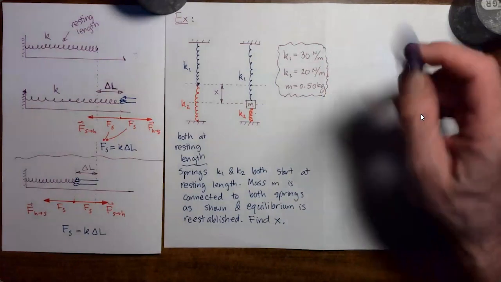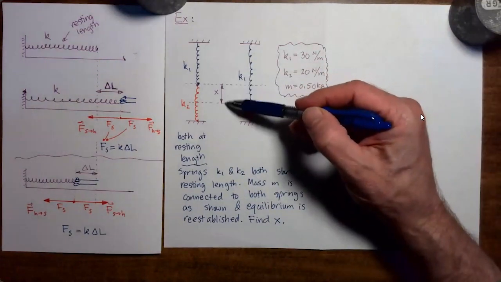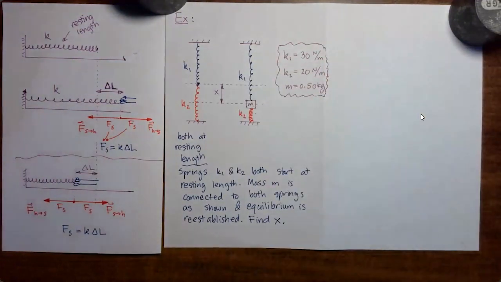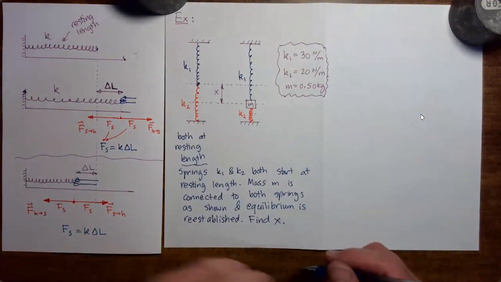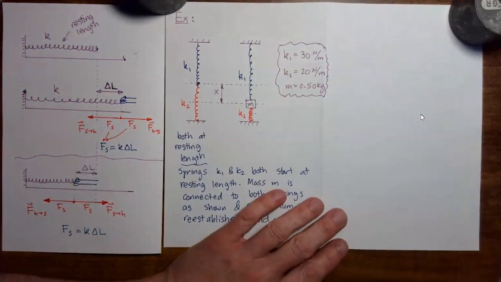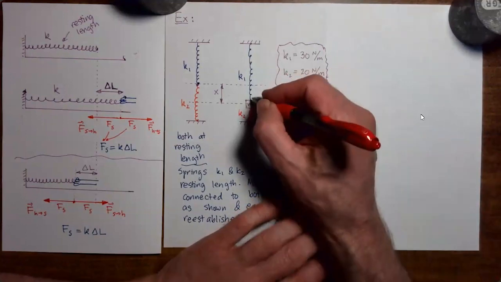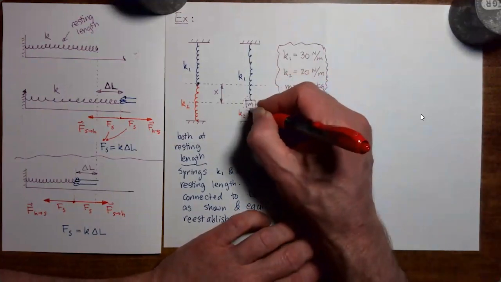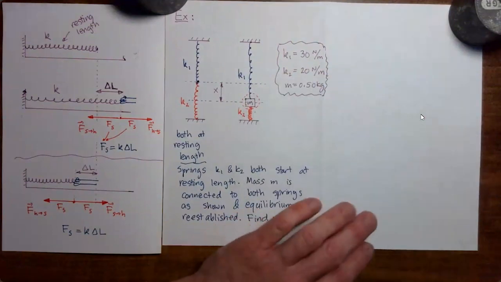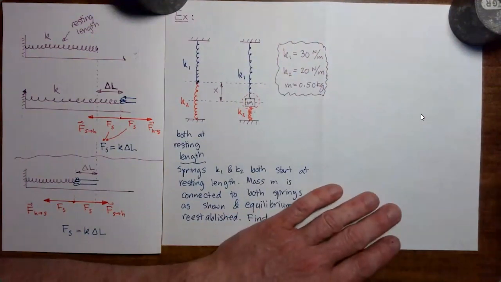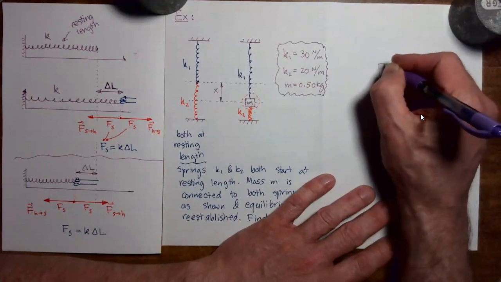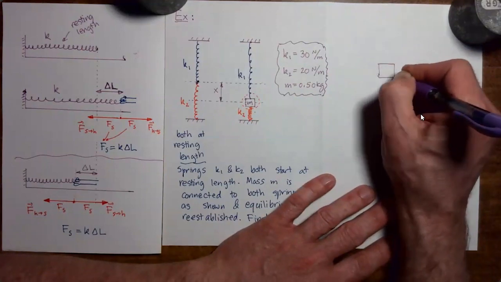Okay, so now let's go about finding this distance x here. And we're going to start by drawing a force diagram for the mass. So as usual, we're going to start our force diagram process by putting in a dashed line around the mass. I'll come over to the side here and draw a clean version of the mass.